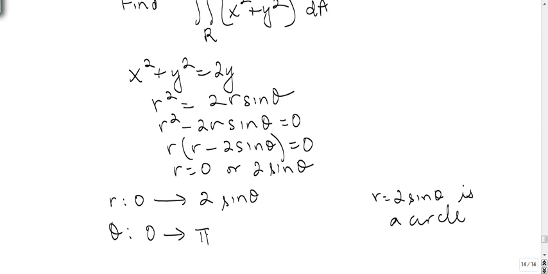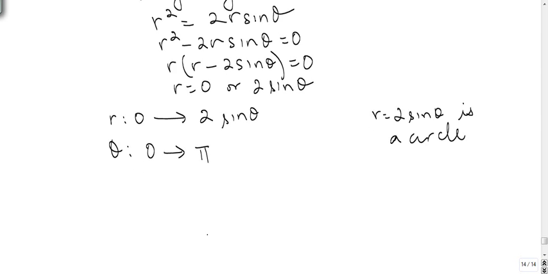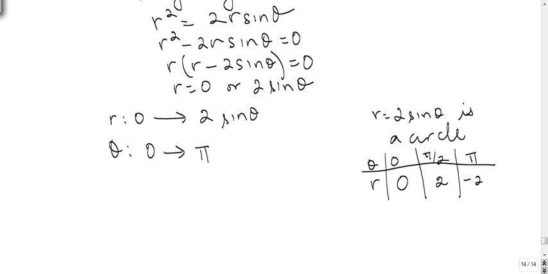That is why I'm doing this. This is not an obvious one, and let's just see why. Let me just draw up the coordinates for this circle, theta and r. Let me put 0, pi over 2, and pi. When theta is 0, r is 0. When theta is pi over 2, r is 2. When theta is pi, r is 0.